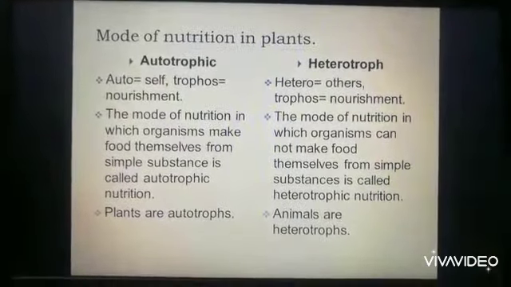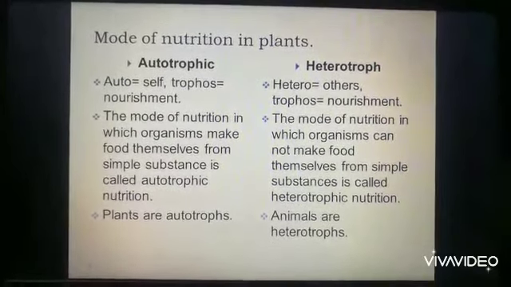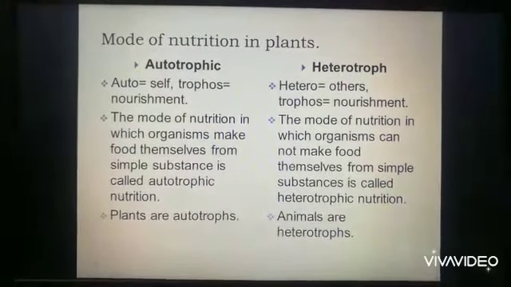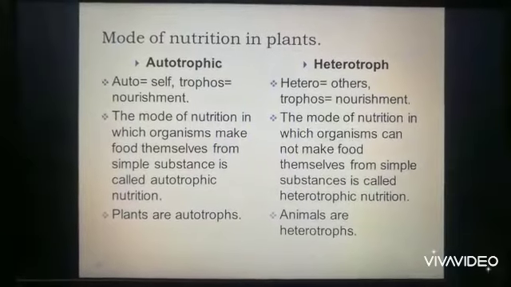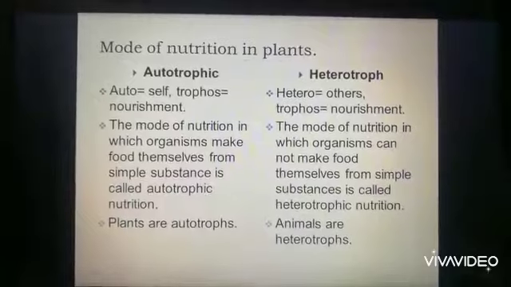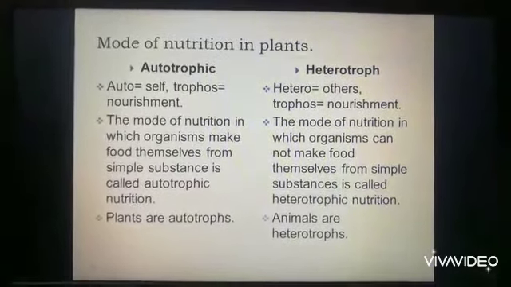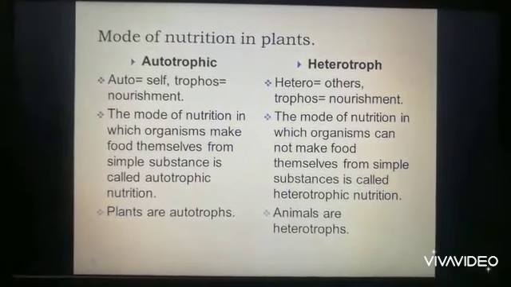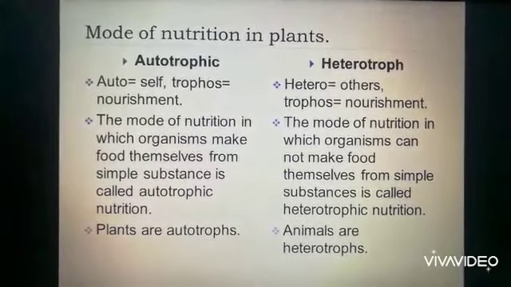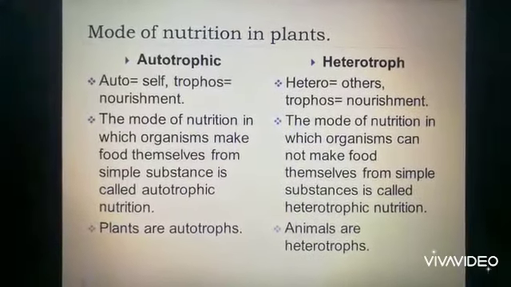Here again I'm clearing you that making food does not mean cooking food. Here food itself means fruits, vegetables, pulses. We humans are not able to make fruits, pulses, vegetables, grains, etc. Not only humans but all the animals except plants. Plants are the only organisms who can make the food. So autotrophic mode of nutrition, it means plants mainly come under autotrophs.